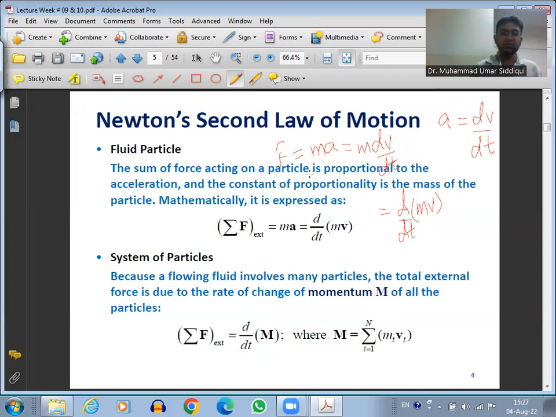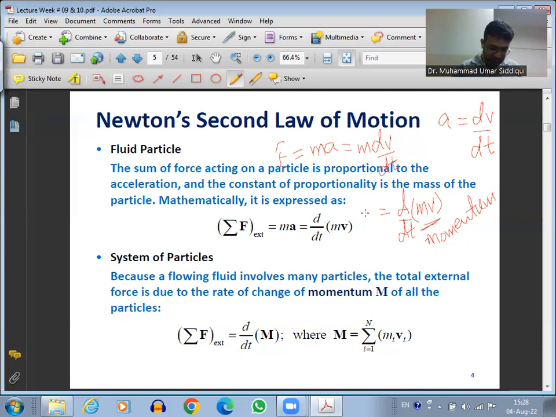So our Newton's second law, F equals ma, can also be written as F equals d by dt of mv. Now mv is momentum. So here we get one very significant principle: d by dt of mv means the rate of change of momentum with time, and this is equal to the force.